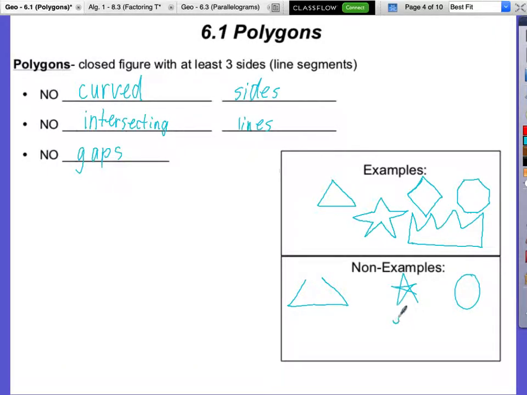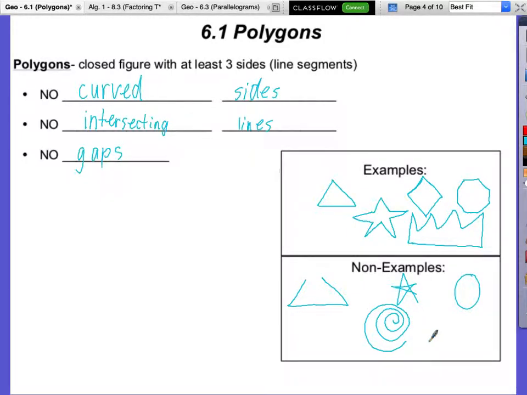But if I do one like this, kind of like a spiral. No, it's not connected. There's gaps and it's curved. So it's kind of breaking a couple rules there, right? It's not even a shape. So hopefully we're getting ideas of what is and what is not a polygon.